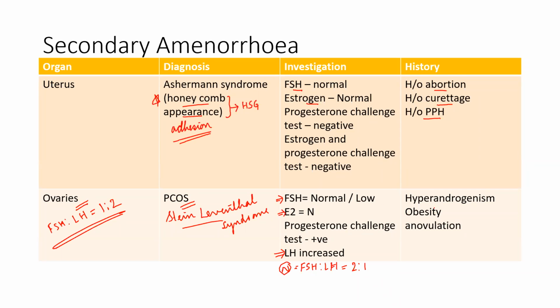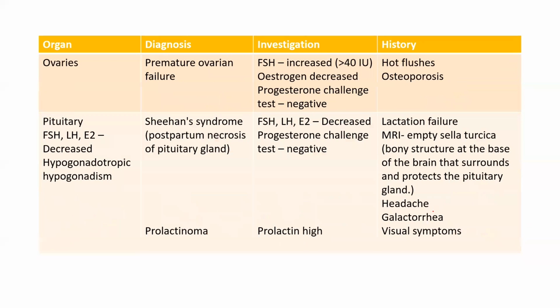Okay, and what are the features? I've already mentioned: hyperandrogenism, obesity, and anovulation. Anovulation, or also we can talk about oligomenorrhea, that is cycles more than 35 days. Okay, so hyperandrogenism, obesity, and anovulation. These are the things.